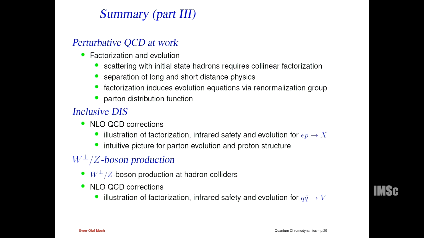And that brings me to the summary of what I wanted to tell you today, providing two examples of how we can understand factorization for inclusive DIS or for the Drell-Yan process, and I've shown you how to calculate the next to leading order QCD corrections for the two processes, and I've tried to illustrate how we can apply the factorization procedure and get a finite prediction that we can apply to experimental data comparisons. Thanks a lot.